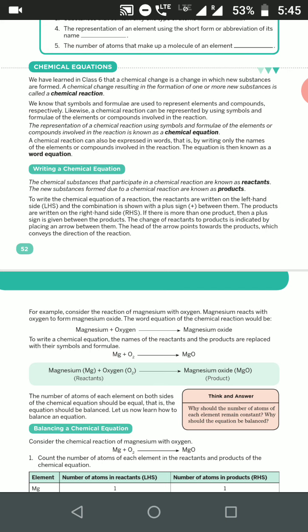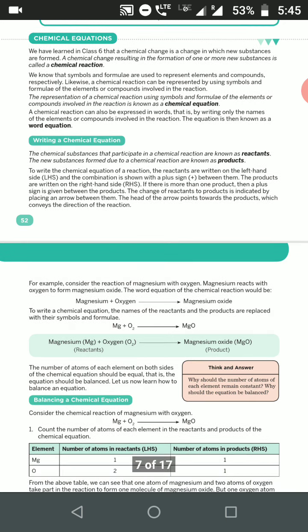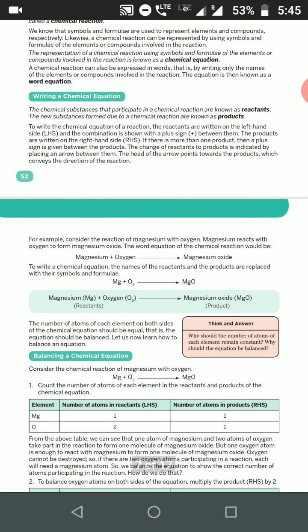See a chemical reaction on the next page. Magnesium plus oxygen gives rise to magnesium oxide. We are using two reactants, so we are adding them. The product has formed as magnesium oxide. We are showing it with an arrow. This first reaction, magnesium plus oxygen, is a word equation, and the next reaction is the symbolic representation of the reaction.